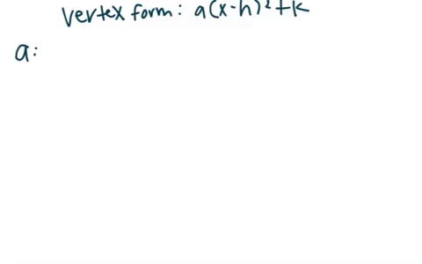It has all the same properties. So that tells you if you have a max or a min, if your parabola is going to open up or down, depending on if it's positive or negative. So we'll still use the a value to look for those things.